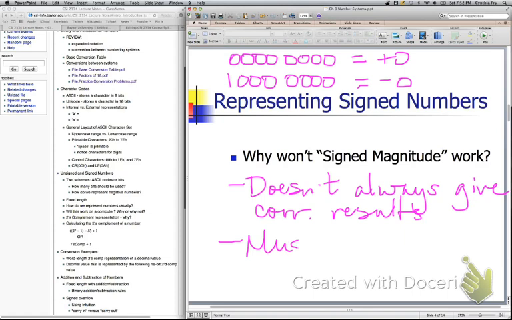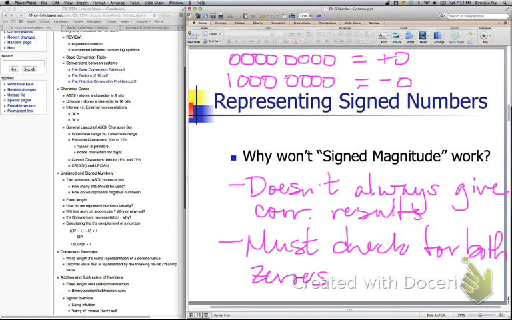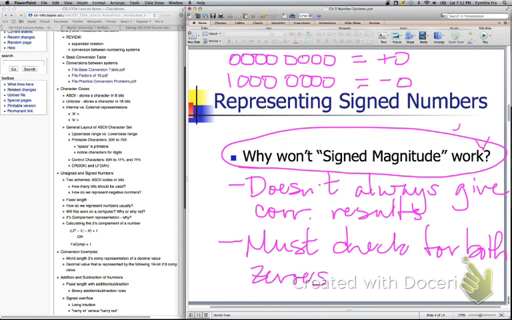Every time I check for 0, I must check for both zeros. So guys, this is not the best question, but it's pretty adequate for what we're dealing with. I can make signed magnitude work, but I can't do it efficiently.